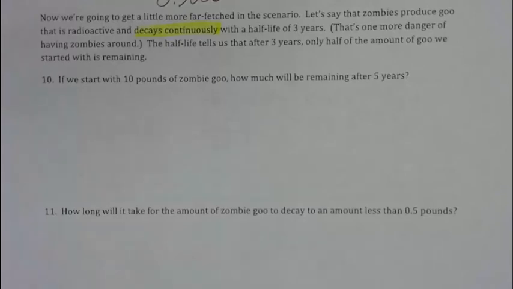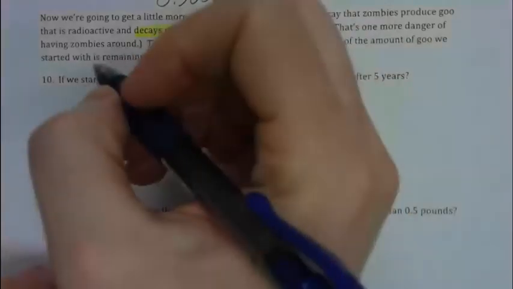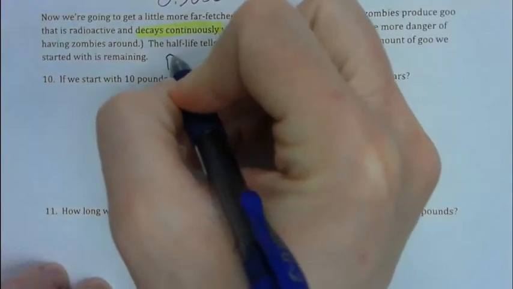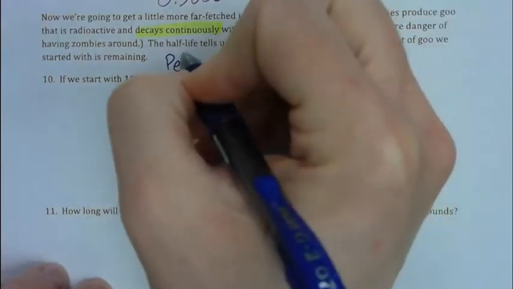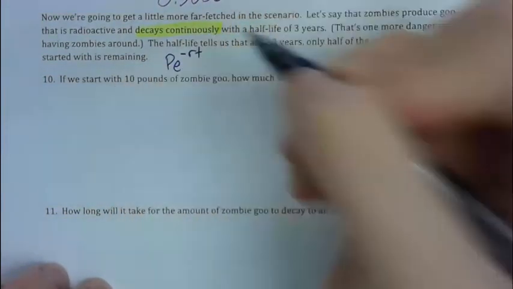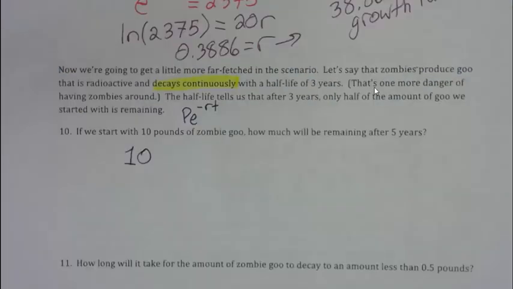So basically what we have to do is we're trying to figure out if we start with 10 pounds, how much are we remaining after 5 years? So remember our P times e to the negative rt was our continuous decay function. Now the approach to this problem is going to be a little bit different because we have to figure out some things before getting to 10, 11, and 12.